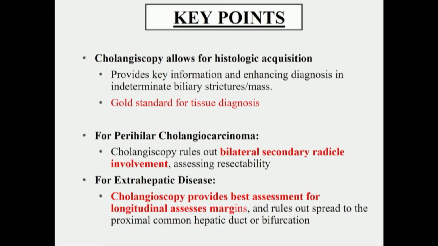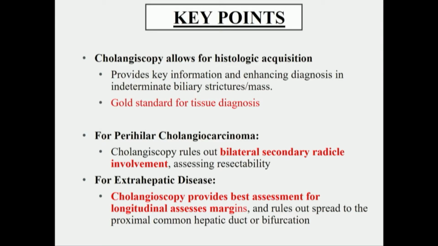I think this is one of the great examples of that. For us, cholangioscopy is the gold standard for tissue diagnosis, for histology acquisition. For perihilar cholangiocarcinoma, it rules out bilateral secondary radical involvement, which without working with Dr. Lowe, I wouldn't recognize that that's the key importance. And a lot of us who are trained in interventional endoscopy, we're trained very well in all these techniques, but we need to understand what the application of these techniques are to the setting of potentially treating that patient.